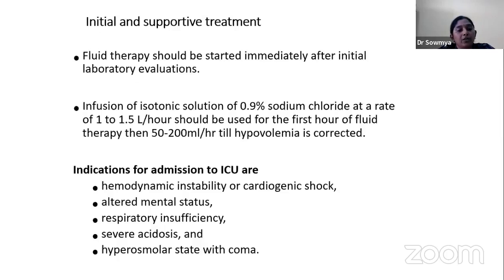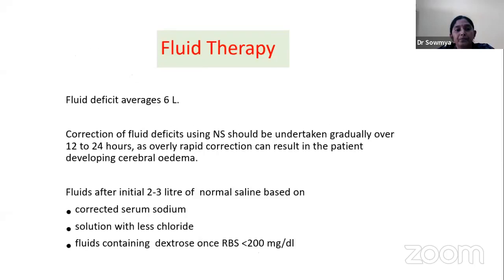So what are the indications for admission to ICU? Hemodynamic instability or cardiogenic shock, altered mental status. Here the patient is in altered mental status. And respiratory insufficiency, she was tachypneic, severe acidosis. The patient's bicarbonate was almost 6 to 8, and hyperosmolar state with coma. All these are indications for admission to ICU.